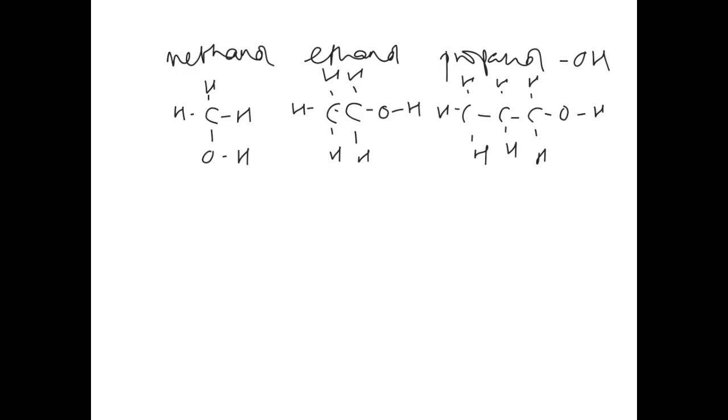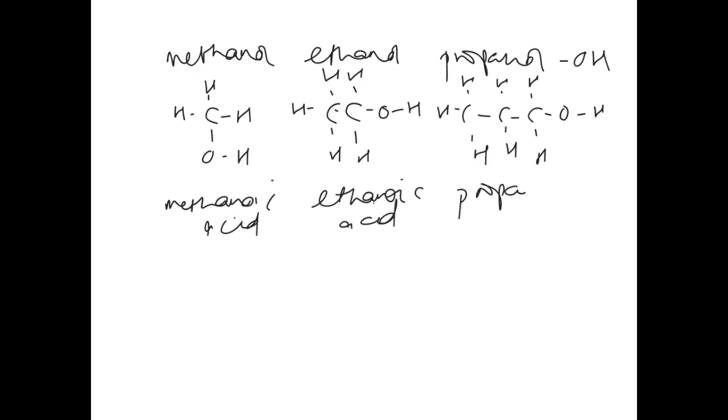With carboxylic acids, you're looking at names such as methanoic acid. Ethanoic acid means 2 carbons. I am totally illegible doing this. And the third one is propanoic acid. The functional group of carboxylic acids is COOH. So let's have a look at what that looks like.